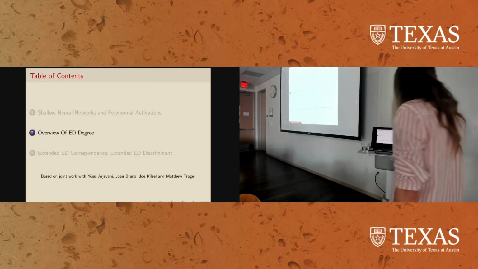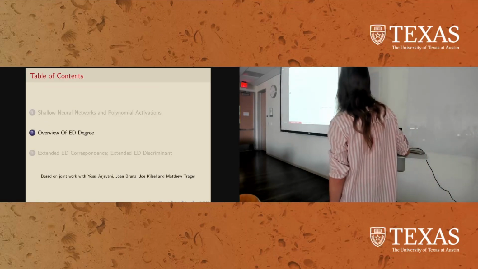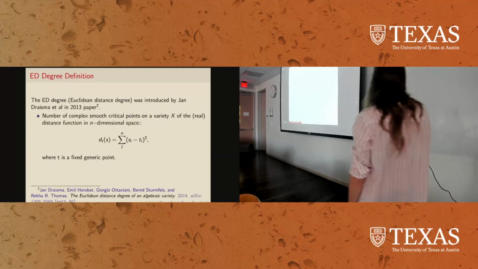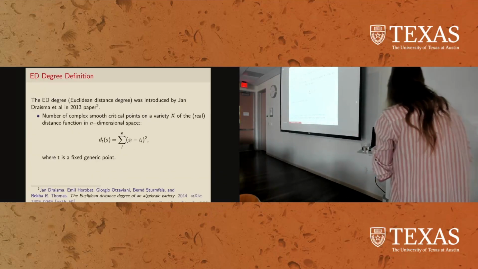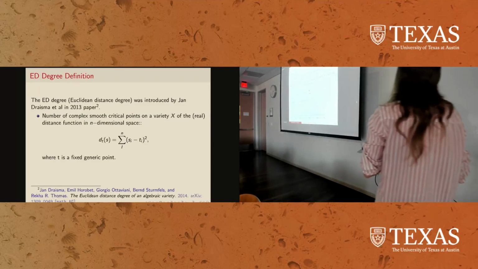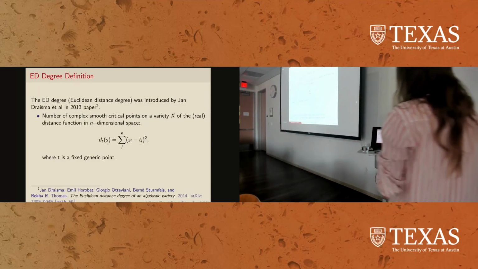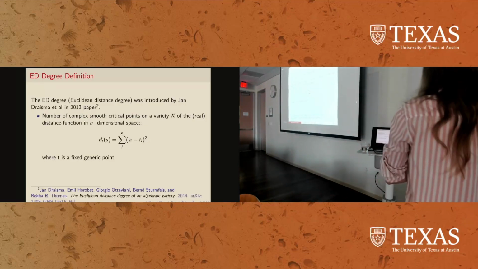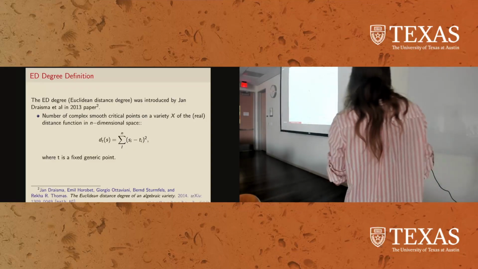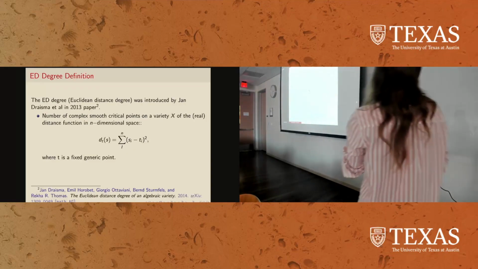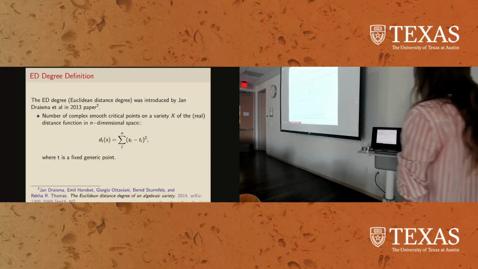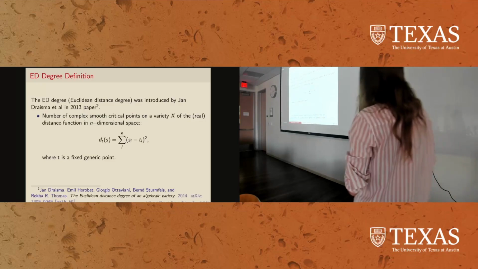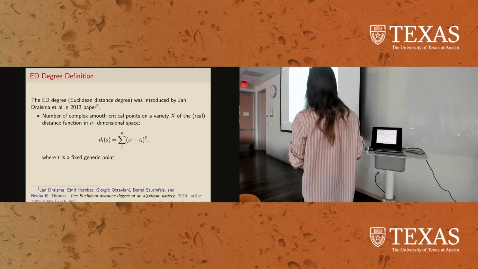Okay, so I promised that I would introduce this algebraic framework here, so let me do that. There is this thing called the ED degree, Euclidean distance degree, and it was introduced by Jan Draisma, Bernd Sturmfels, and other researchers in 2013. This is the definition. So the ED degree is the number of complex, smooth critical points on your variety, capital X, of the real distance function in n-dimensional space. So this is important: your solutions could be complex, but the distance function is real. We don't take any conjugates.